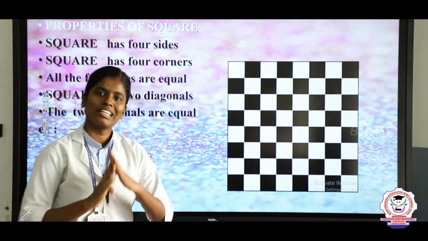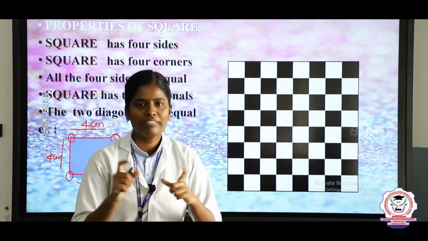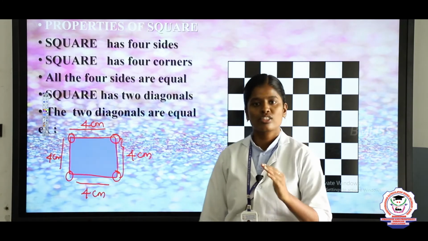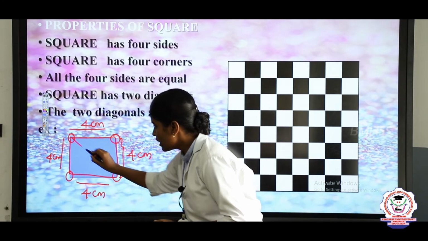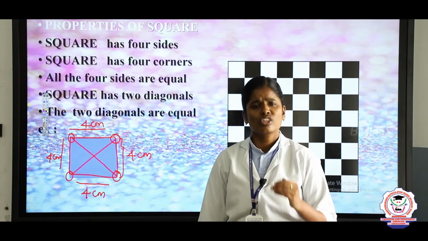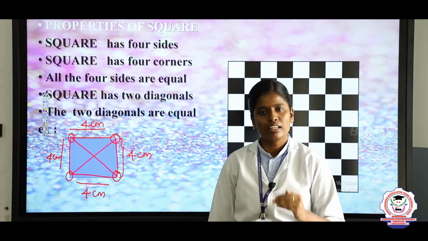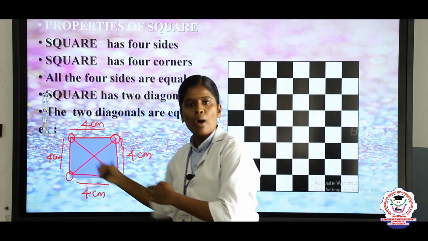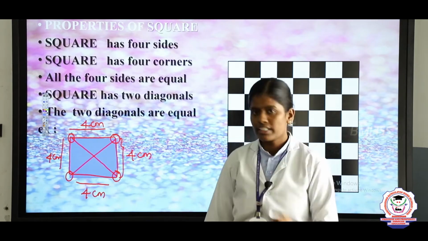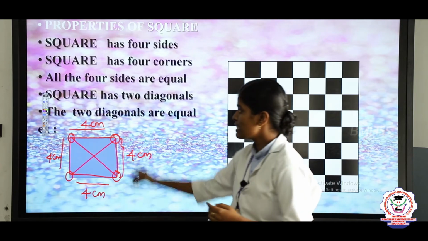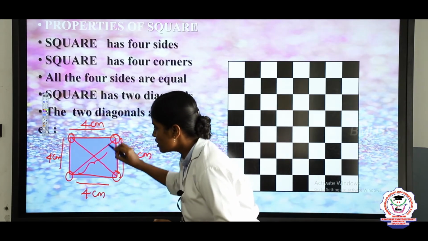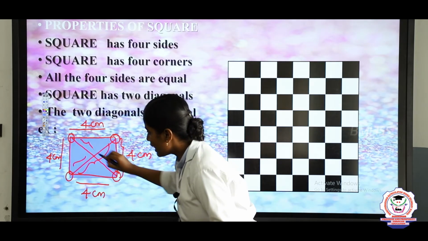Diagonal means in Tamil they used to say Moolai Vittam. What is that? Moolai Vittam. Square has two diagonals. So diagonals means, listen here, this is called as diagonals. What does it mean by diagonals? Diagonal means we join two opposite corners. The two diagonals are equal. So here we have drawn the diagonals, no? These two diagonals are equal.